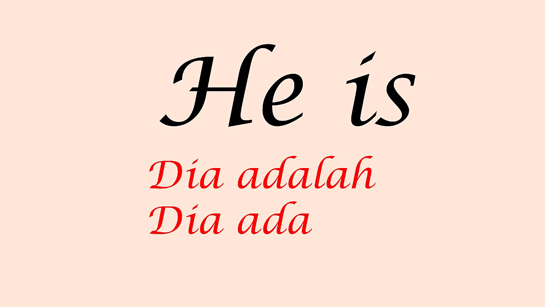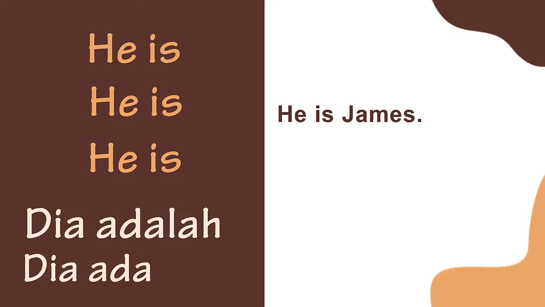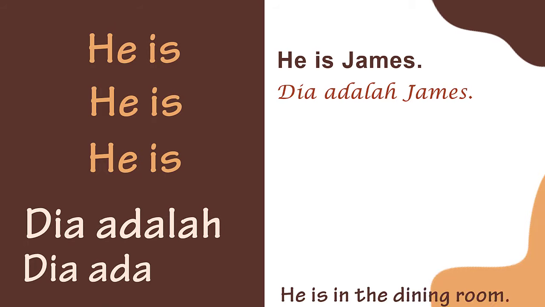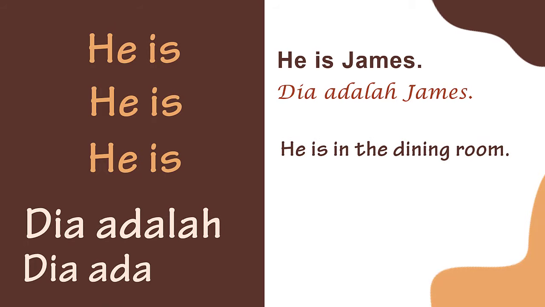Next is he is. Dia adalah atau dia ada. Please repeat after me. He is. He is. He is James. Dia adalah James. He is in the dining room. Dia ada di ruang makan.